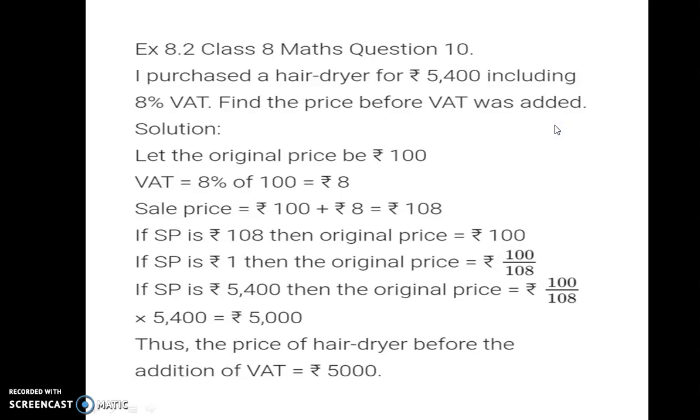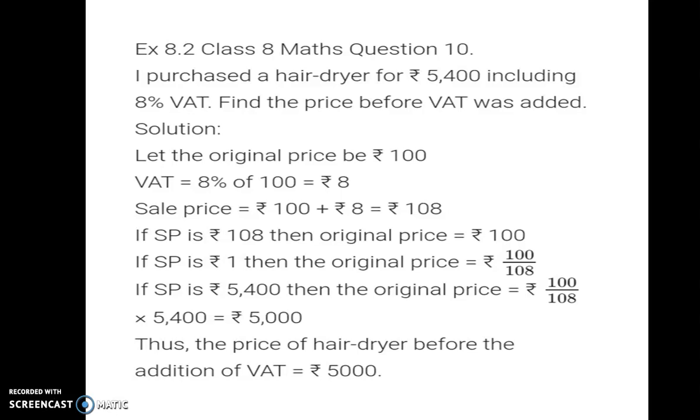Now question number 10. I purchased a hairdryer for rupees 5,400 including 8% VAT. Find the price before VAT was added. So children, its solution will be: we are not given the original price, so we will be taking the original price as rupees 100. So children, let the original price be rupees 100.